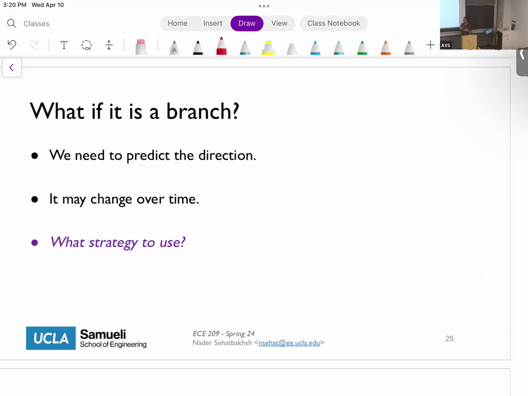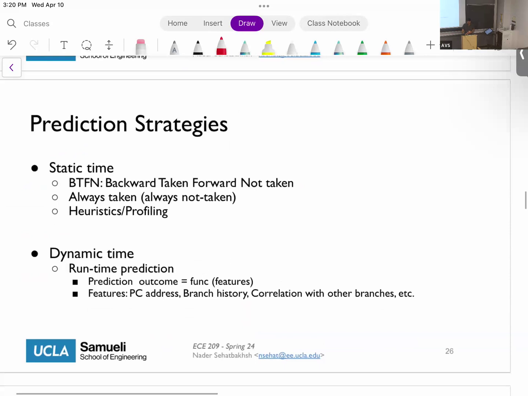Of course, you can start with very simple ideas such as, okay, we always predict not taken. We just don't care. Whenever you see a branch, we take it easy and say not taken. Or you can do it the other way around. You can always predict taken. There are always trade-offs with these strategies, right?